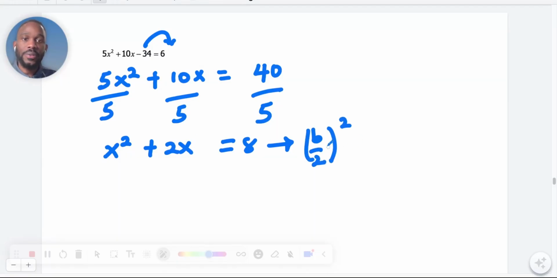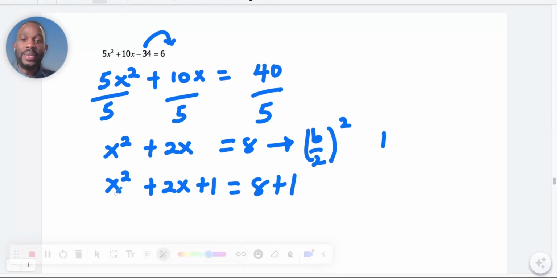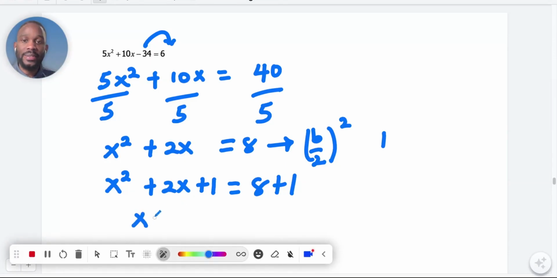So b is 2, 2 divided by 2 is 1, 1 squared is 1. So add it both sides of the equation. This is x squared plus 2x plus 1 is equal to 8 plus 1. 8 plus 1 is 9. And then this side, this is a perfect square. You just get x plus half of this, squared, and this would give me 9.